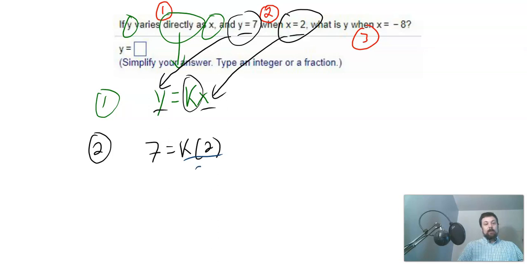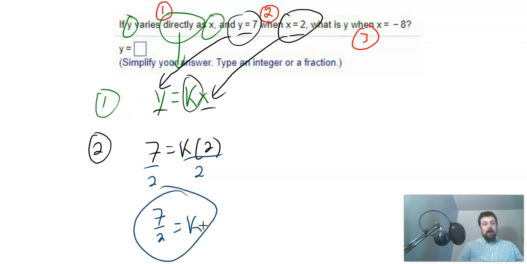I'll do that by dividing by 2 on both sides. And unfortunately, I get a fraction, but that's just what it is. So k is equal to 7/2. Remember, k is a constant. So for this particular problem, it will never equal anything else. It can only equal 7/2. Once you've determined the value, it's stuck at that value. It will never equal another number for this particular problem.